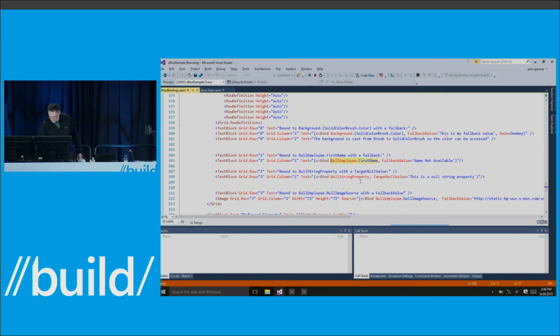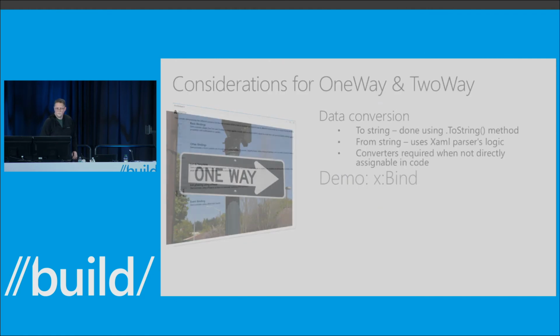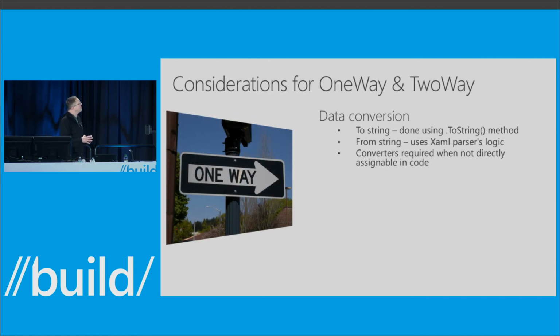Yeah, switch back over here. So, considerations for data binding using XBind. Data conversion. We will implicitly convert to and from string. So if you're binding a text block, and you want to bind that to an integer field, we'll automatically call ToString for you.